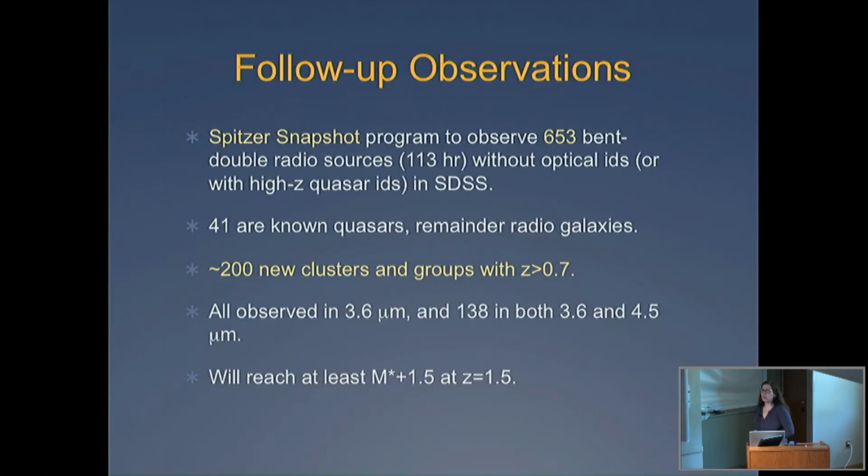Okay, so we had a snapshot program with Spitzer to observe 653 of these sources that were like that, so they weren't detected in Sloan. They're nice bent double radio sources. Almost all of them got observed, 646 of them. Most of them were more like radio galaxies. About 40 were known quasars. And through this work, we found 200 new clusters and groups with, this should be actually redshifts above more like 0.5. All were observed in 3.6 micron, and then a subset in both 3.6 and 4.5.